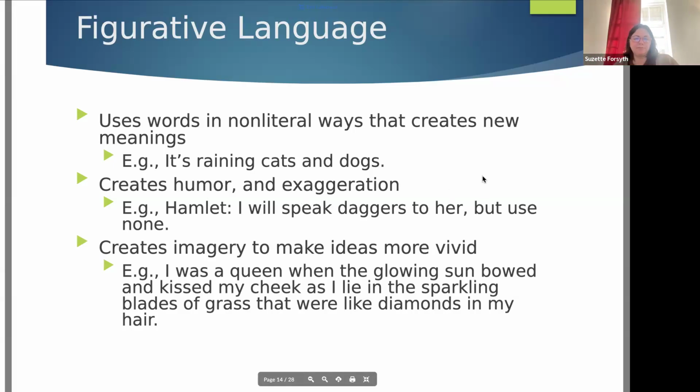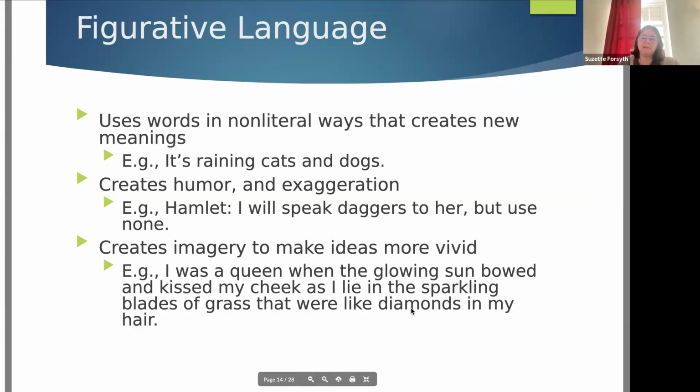So then, another reason why we might use it is to create imagery, to make it come alive in a reader's mind. So here's an example. I was a queen when the glowing sun bowed and kissed my cheek as I lie in the sparkling blades of grass that were like diamonds in my hair. So this brings a lot of imagery, right?